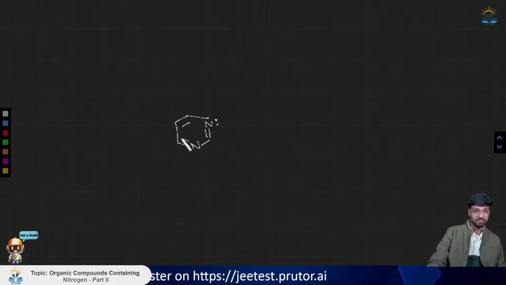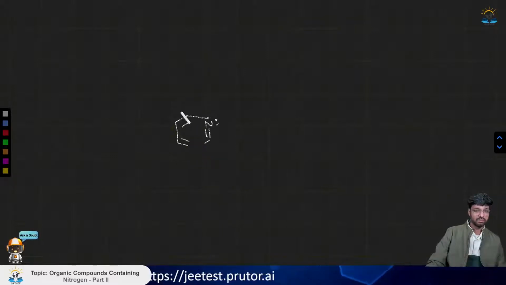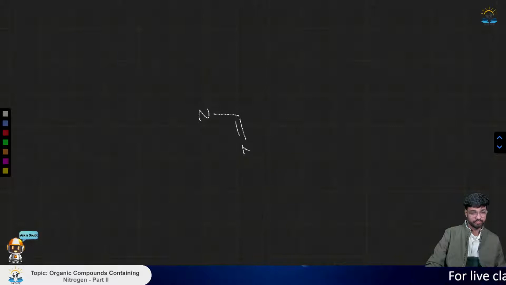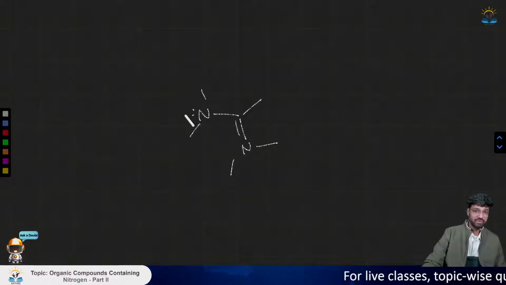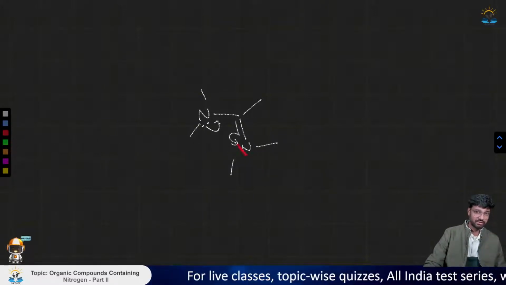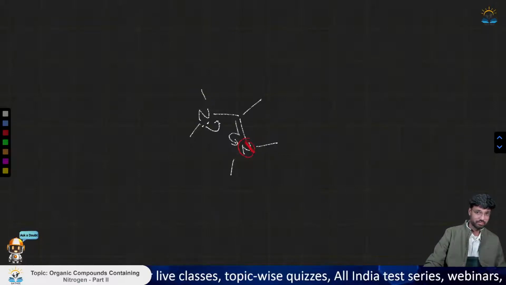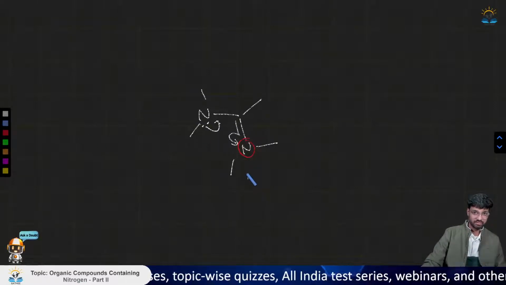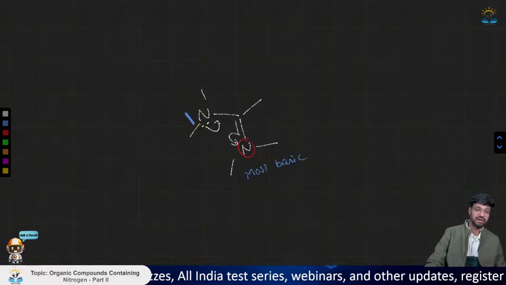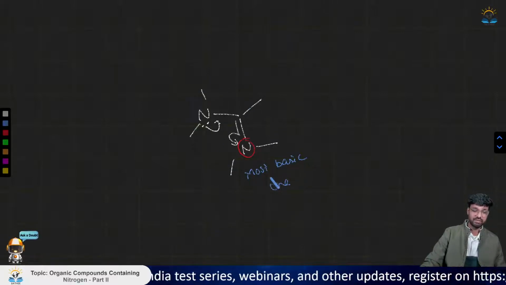Now if you look at this one, or suppose you have a structure like this. This can be substituted by any functional group, no matter, but it will be the most basic one of all of those. Why? Because it will have a conjugation and will have a negative charge on this nitrogen. So it will be the most basic one. If you see this kind of structure anywhere, then consider that one as the most basic one.